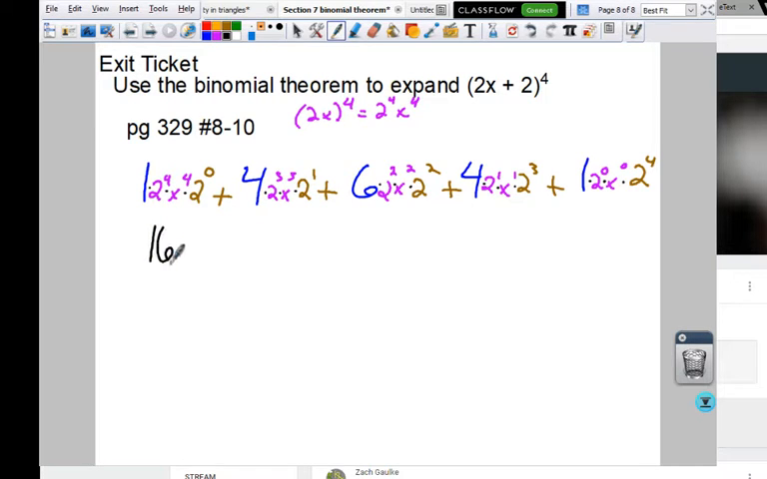Keep going. 4 times 2 to the 3rd times 2 to the 1. I printed just a couple extra, just in case. So now it's 16. 4 times 2 is 4. And we get 64. This is like worse than matrices.